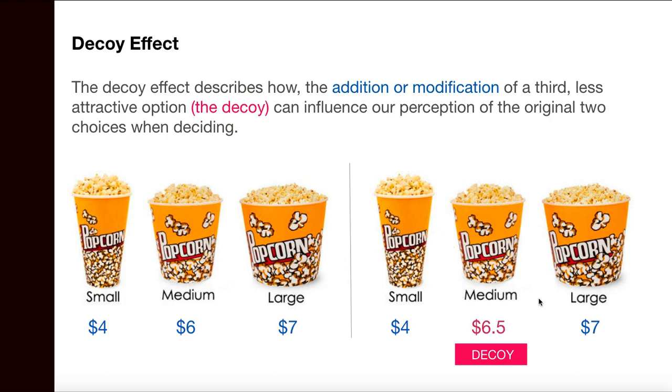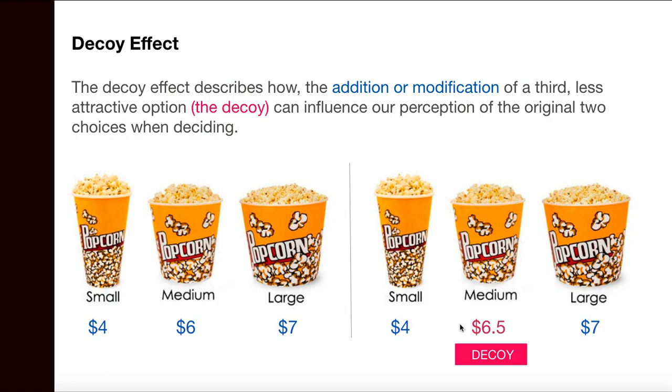By now you might be knowing what happens. There was a change in the price, and that change in price caused a behavioral change in people in the way they took decisions. Initially their decision was medium, and the second time with this change in price, it moved from medium to large. And this option that gets modified or introduced is called a decoy.